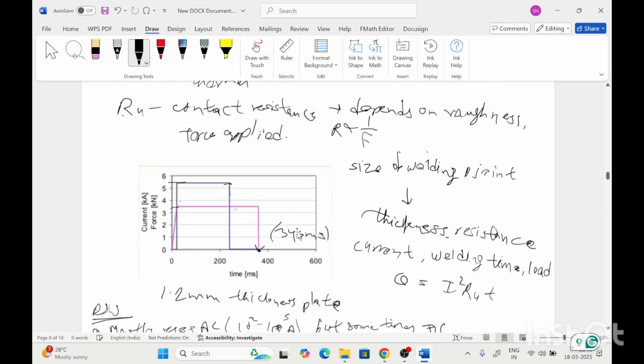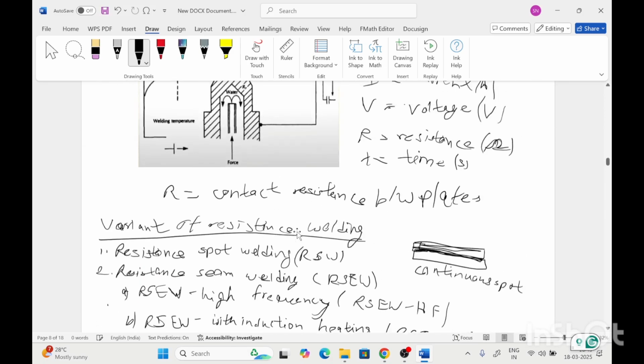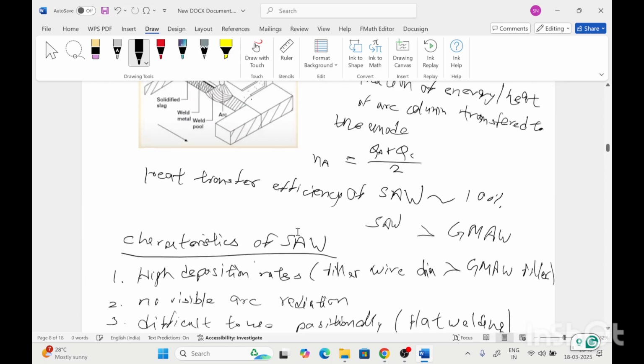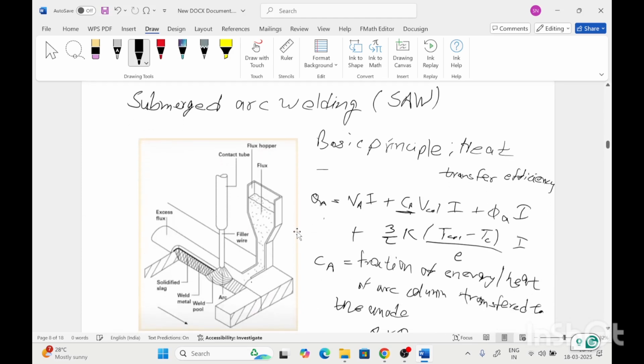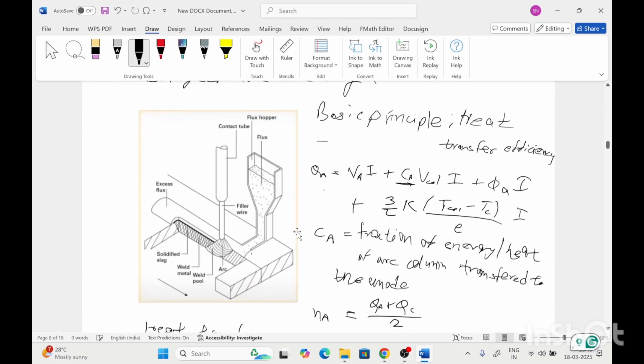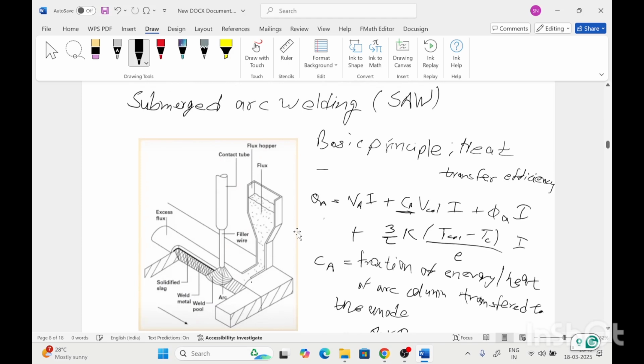So I will start from the beginning. This is the schematic of submerged arc welding. In submerged arc welding, the basic principle is that the heat transfer efficiency is very high, the highest of any welding process.